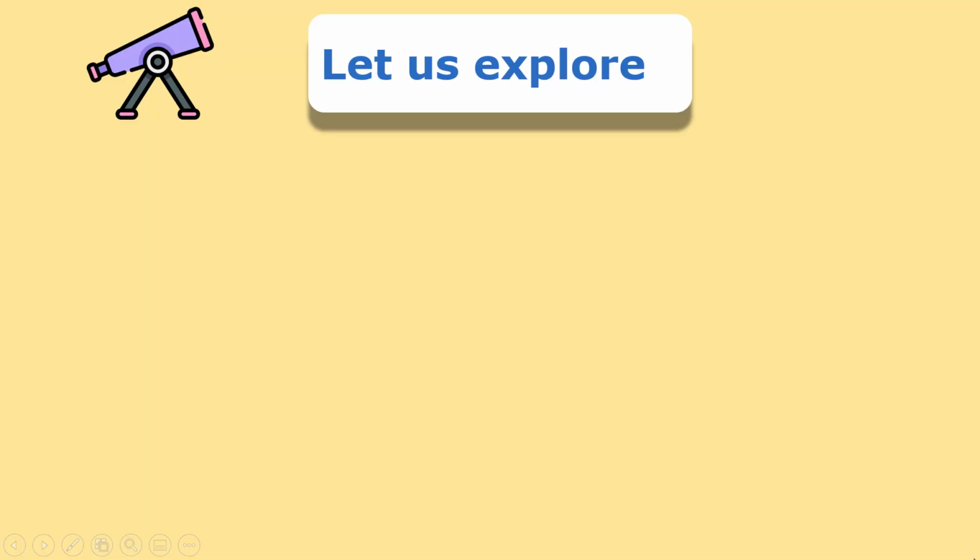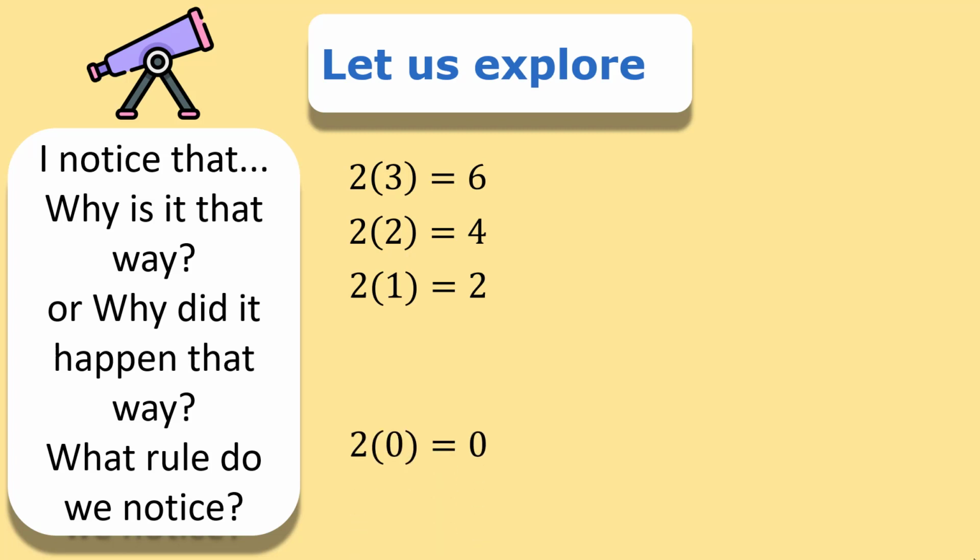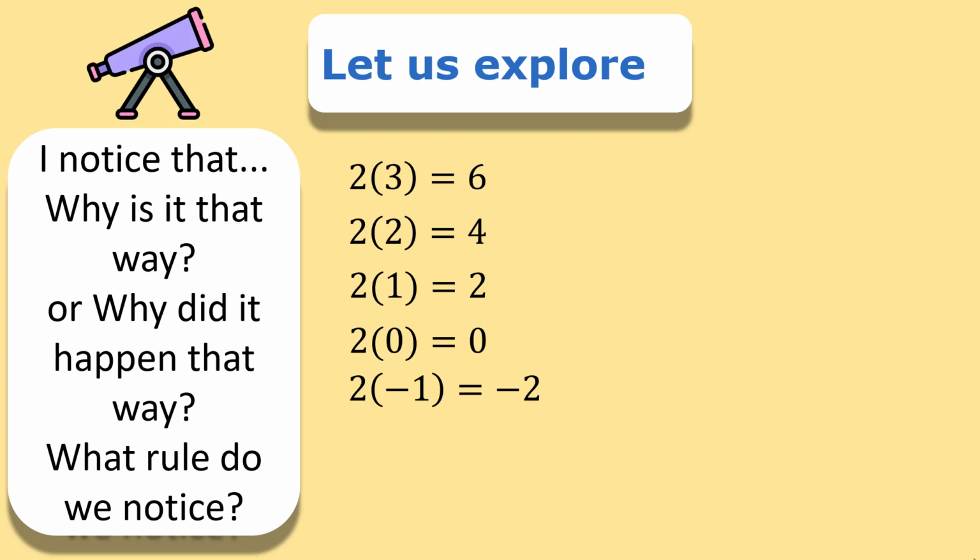Integers, the product of integers. Let us explore. Remember to notice a pattern, ask yourself why does this happen, and then see if you can deduce a rule. Two groups of 3 means 3 plus 3, and that is 6. Let's follow the pattern. Therefore, two groups of 0 is 0. If we follow the pattern, then two groups of -1 must be -2.